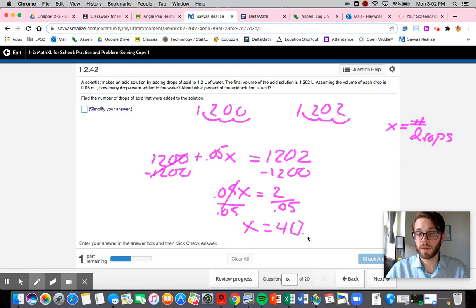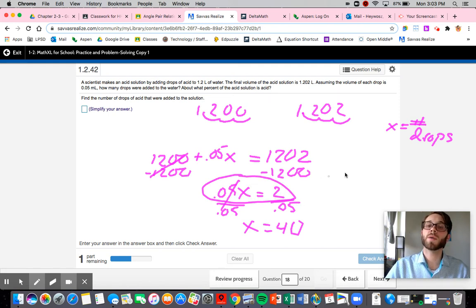And to do that, we know that we are putting in 40 drops. So if we're putting in 40 drops and we multiply, essentially we're putting in 2 milliliters, right? At the end, we are putting in 2 milliliters of acid. And we know that because if we plugged in the number of drops times the amount per drop, it's going to give us 2. That's exactly what this told us right here. 0.05 times the number of drops is equal to 2 milliliters.